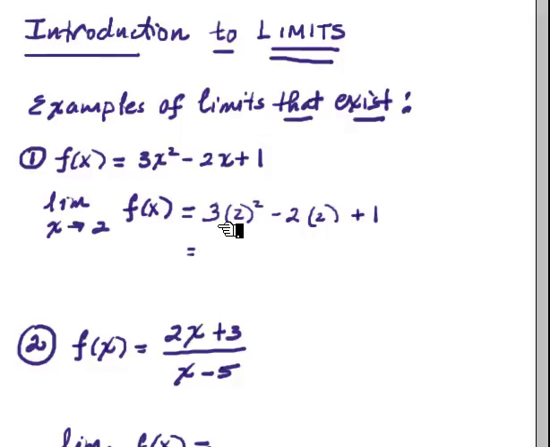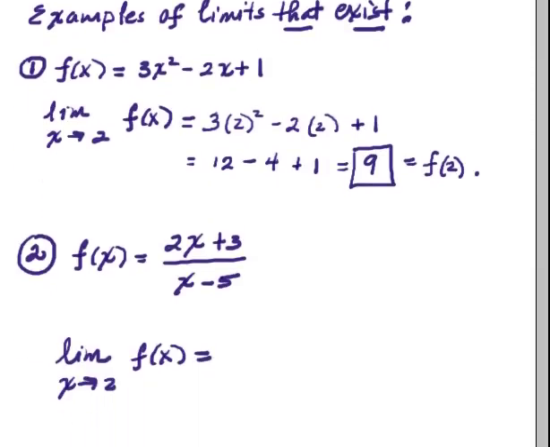And we have 3 times 4, that's 12, minus 4, plus 1. Okay, that's 8 plus 1, so the limit is 9. So here the limit is the same thing as f of 2 in this case. The second example is similar. Here we're going to take the limit as x goes to 2 of this function.